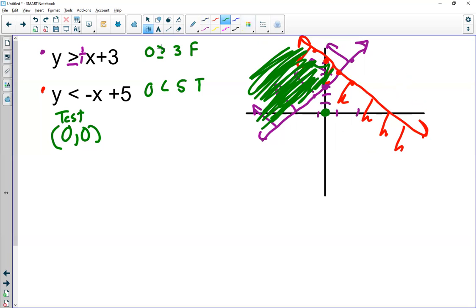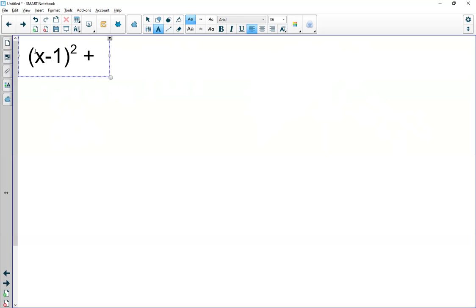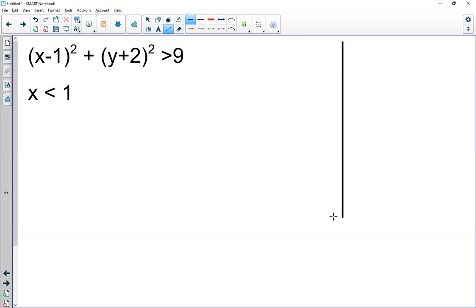Okay. I'm going to make up another one. Ready? It's going to be a circle. x minus 1 squared plus y plus 2 squared is greater than 9. And then let's just do x is less than 3. No, less than 1. This one looks scary. Okay. Circles actually are not that scary. I think parabolas are a little bit scarier for us than circles.